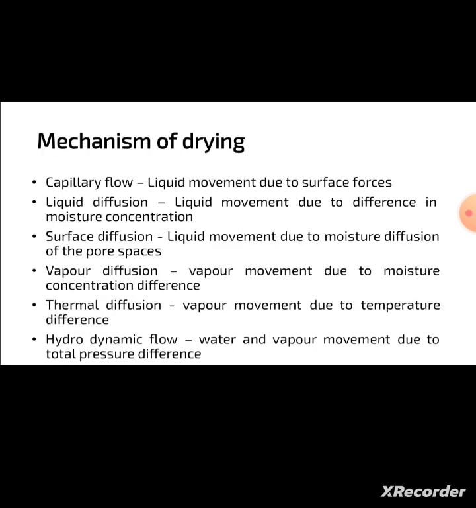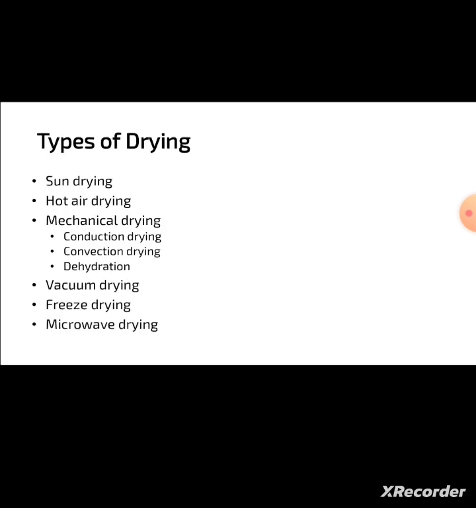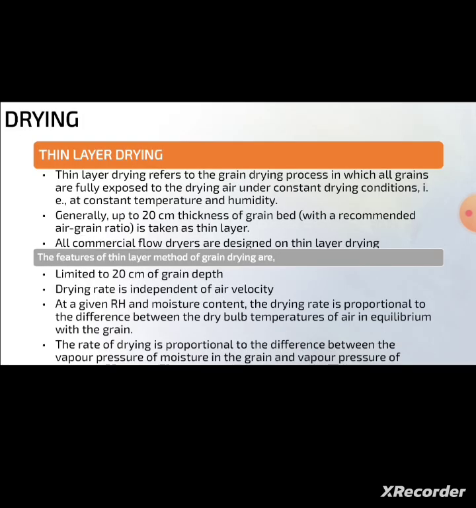So there are different mechanisms of drying. One is capillary flow, liquid diffusion, surface diffusion, vapor diffusion, thermal diffusion, and hydrodynamic flow. Based on the product or based on the heat transfer applications, any one of the mechanisms can take place. So there are different types of drying process involved in agriculture produce. One is sun drying, hot air drying, mechanical drying, vacuum freeze drying, and microwave oven drying. There are many kinds of drying process involved for agriculture commodities.